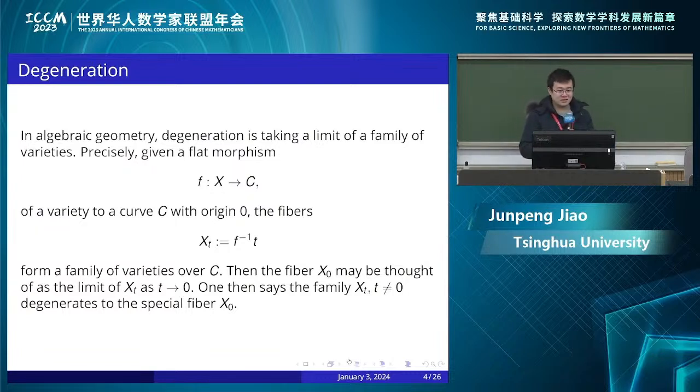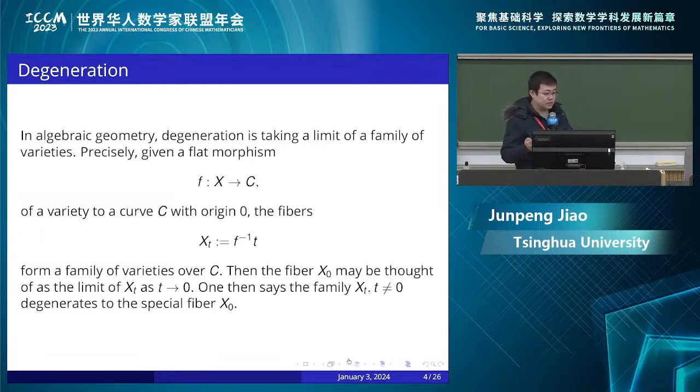Now let's define degeneration in algebraic geometry. Degeneration is taking a limit of a family of varieties. Precisely, given a flat morphism of a variety to a curve with origin 0, its fibers X_t form a family of varieties over the curve. Then the fiber over 0, X_0, may be thought of as a limit of X_t. Then we say that this family degenerates to the special fiber X_0.